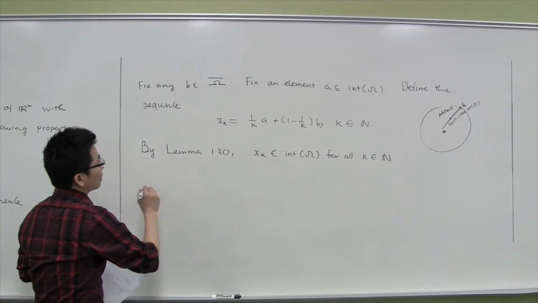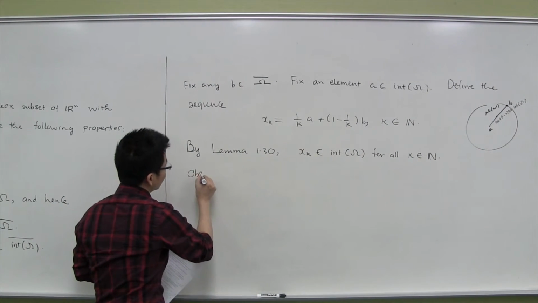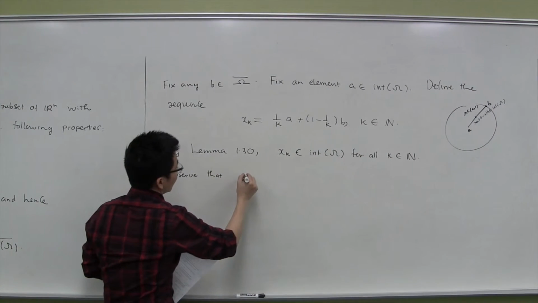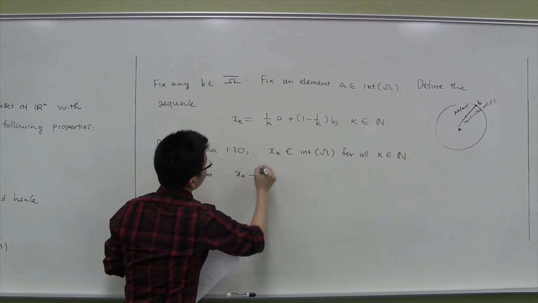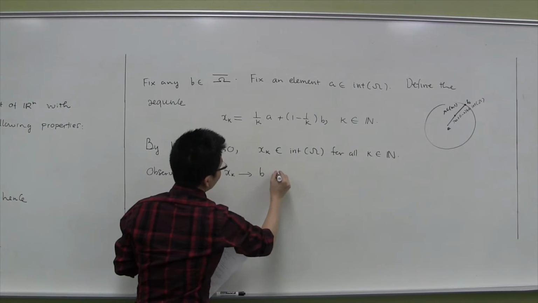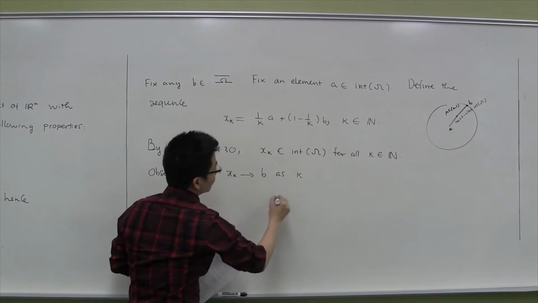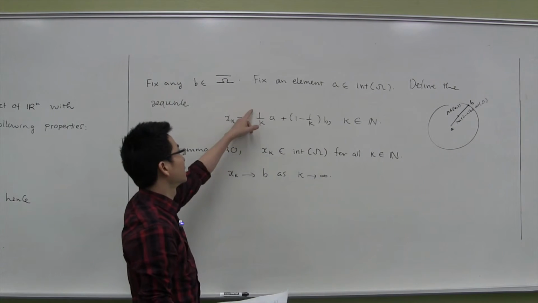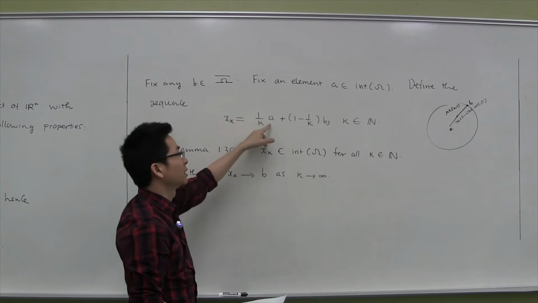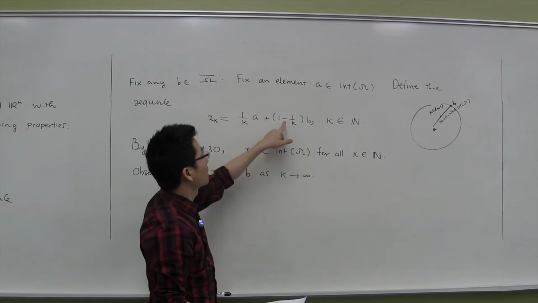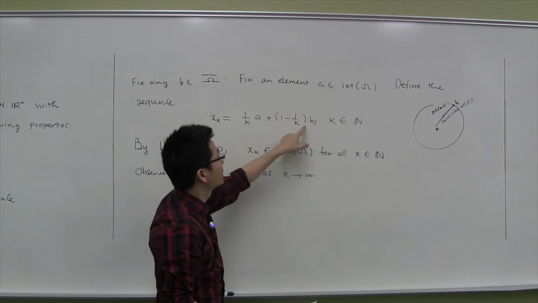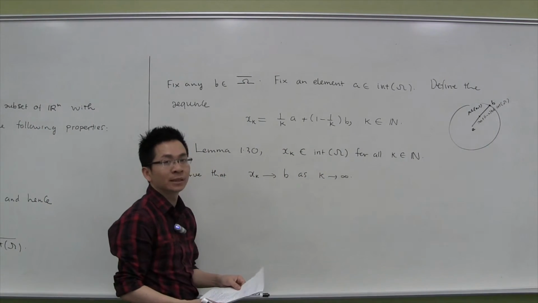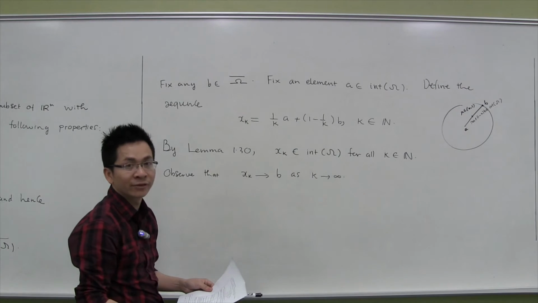And then observe that x_k converges to B as k approaches infinity. So if k approaches infinity, 1 over k times A approaches 0, and 1 minus 1 over k times B approaches B, therefore x_k approaches B as k approaches infinity.